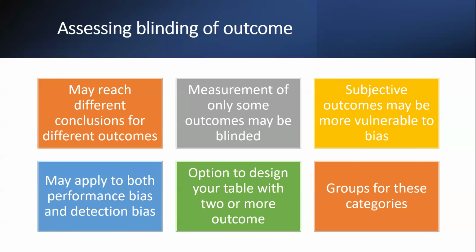Assessing blinding of the outcome may reach different conclusions for different outcomes. Measurement of only some outcomes may be blinded: only some areas they have blinded and some areas they have kept as open label. Subjective outcomes may be more vulnerable to bias, and this may apply to both performance bias and detection bias. It is an option to design your table with two or more outcomes and groups for these categories.